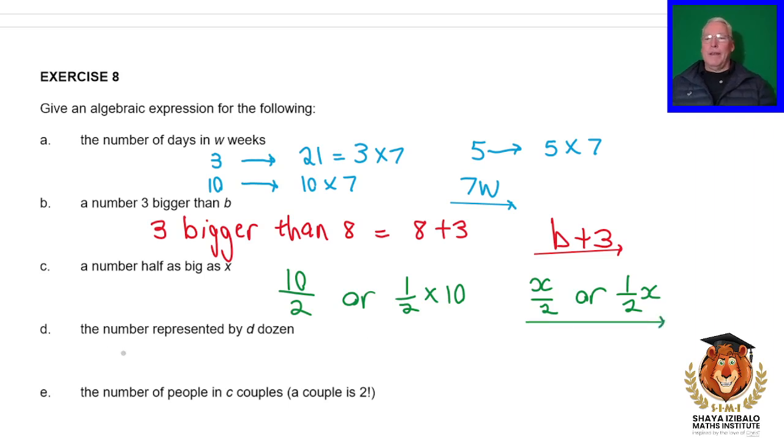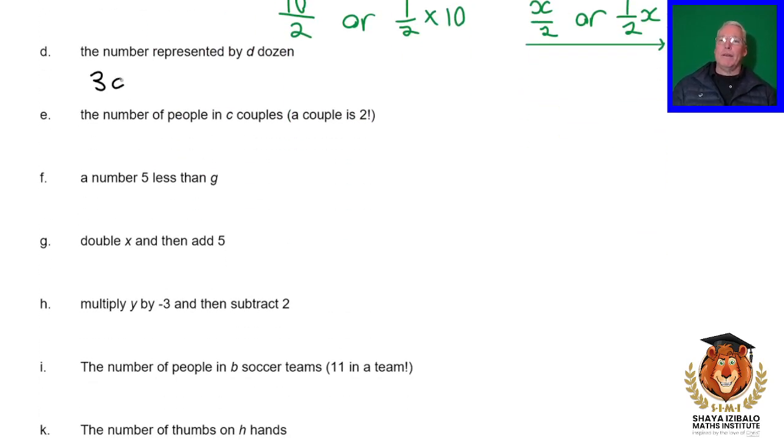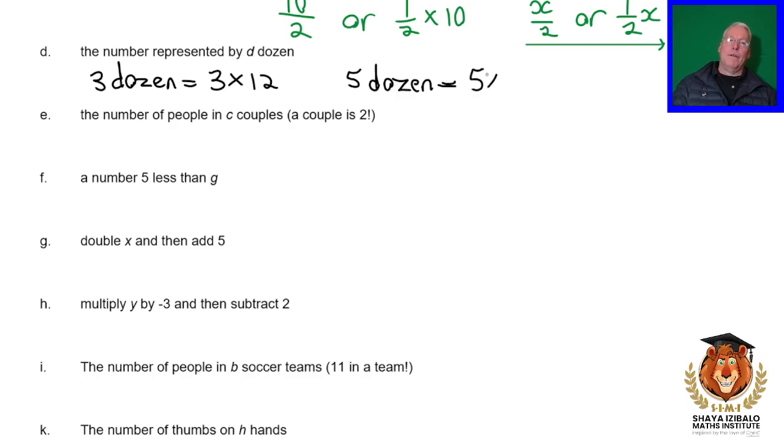Okay, right. The number represented by D dozen. How many is a dozen? That's right, a dozen's 12. So what would 3 dozen be? Three times 12. What would 5 dozen be? 5 times 12. What would D dozen be? D times 12. Do we write it like that? No. We write 12D.